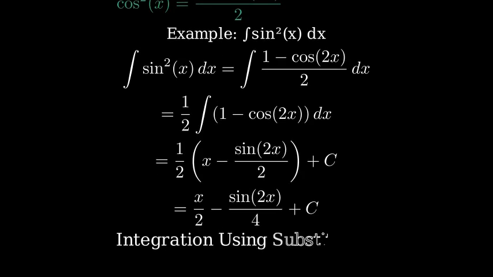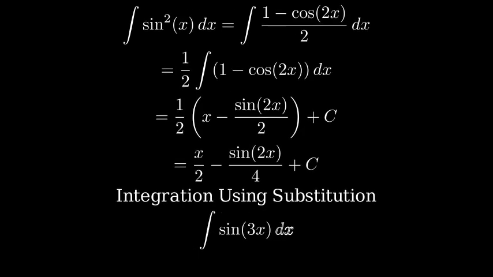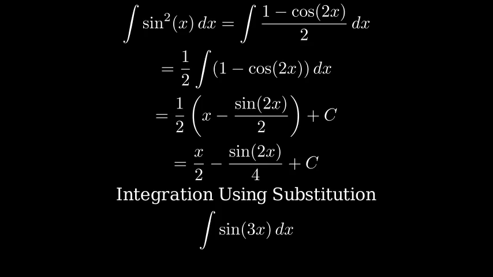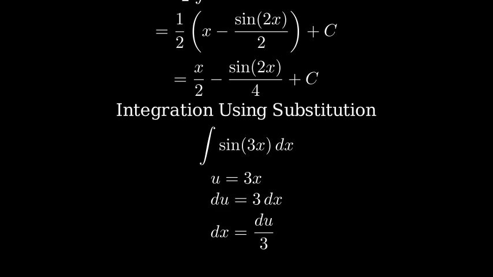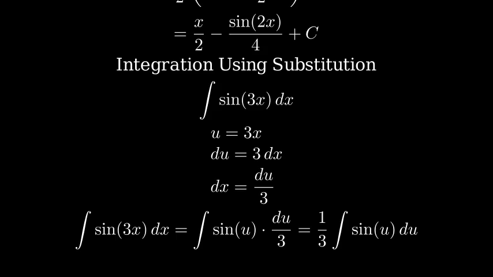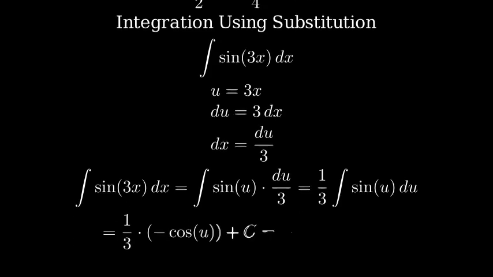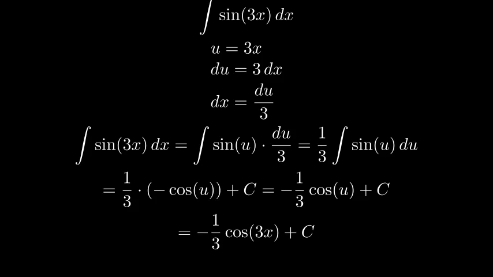One powerful technique for integrating trigonometric functions is u substitution. Let's see how this works with an example. The integral of sine of 3x dx. We'll let u equal 3x, which means du equals 3 dx, or dx equals du over 3. Substituting, our integral becomes 1/3 times the integral of sine of u du. Using our basic integration formula, this equals negative 1/3 cosine of u plus c. Now we substitute back. u equals 3x, so our final answer is negative 1/3 cosine of 3x plus c.